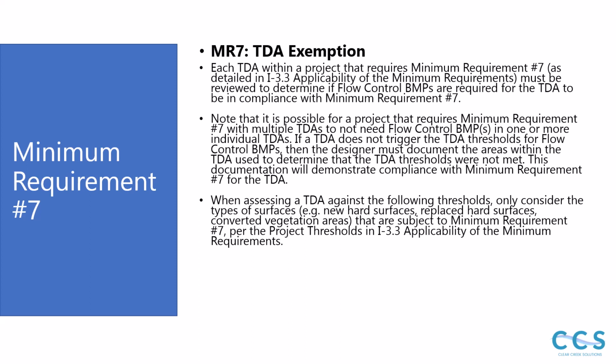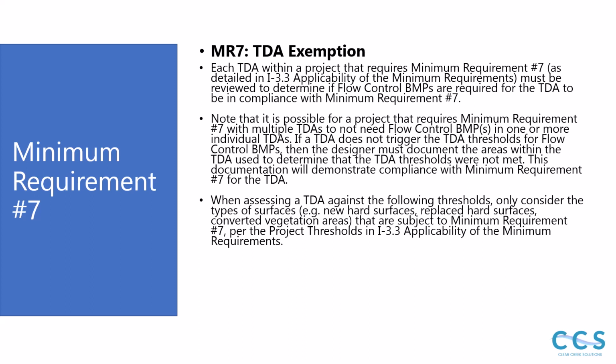Each TDA within a project that requires Minimum Requirement number 7 must be reviewed to determine if flow control BMPs are required for the TDA to be in compliance with Minimum Requirement 7. Note that it is possible for a project that requires Minimum Requirement number 7 with multiple TDAs to not need flow control BMPs in one or more individual TDAs. If a TDA does not trigger the TDA thresholds for flow control BMPs, then the designer must document the areas within the TDA used to determine that the TDA thresholds were not met. This documentation will demonstrate compliance with Minimum Requirement number 7 for the TDA.